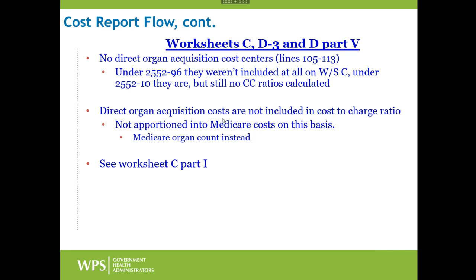Organ acquisition apportionment is done differently. It's not done through this type of cost to charge ratio. It's done on D-4. Now, I'm not saying a cost to charge ratio does not come into play, but for a different purpose, and we'll see why in just a bit. So, the factor that is used to apportion Medicare organ acquisition costs is the Medicare organ count. It's called the Medicare ratio, or the organ ratio, and it's basically your Medicare organs divided by the total organs. We'll get to that in worksheet D-4.